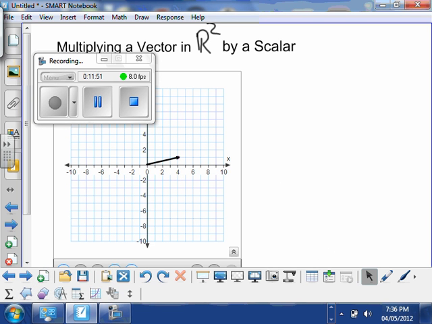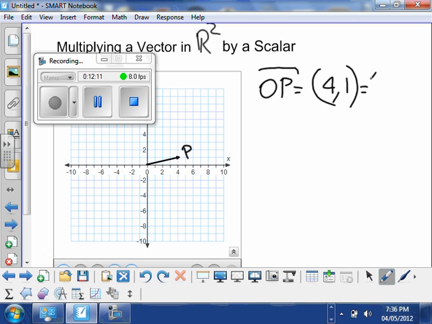Multiplying a vector by a scalar. Again in R2. I have here vector OP again. Let's see. OP is given as x coordinate is 4, y coordinate is 1. Using unit vectors it is 4i plus 1j. What I want is to multiply this vector by, let's say, 2. How much is 2 times OP? Well, first of all, let's graph it. How do I graph it?